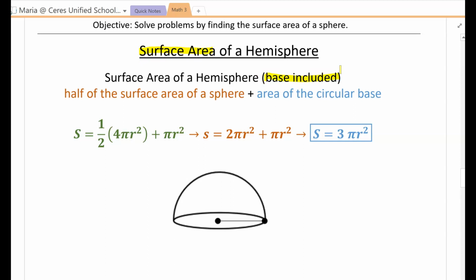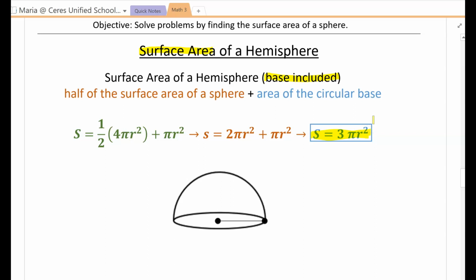So it's going to be half the surface area of a sphere plus the area of the circular base, because you're going to add the base to it, okay? So we have S is equal to half the sphere plus the circle area, which is pi r squared. So we have 2 pi r squared plus pi r squared. So I have 1 pi r squared plus 2 pi r squared. That's going to give me a total of 3 pi r squared.